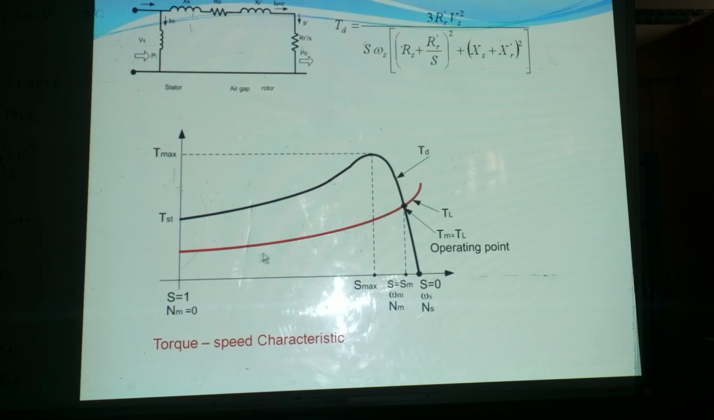So this is the load torque, the typical load torque characteristic. This is the operating point where the load torque and speed torque characteristics of the induction motor meet. That point is known as the operating point. So at this speed, our induction motor will rotate.